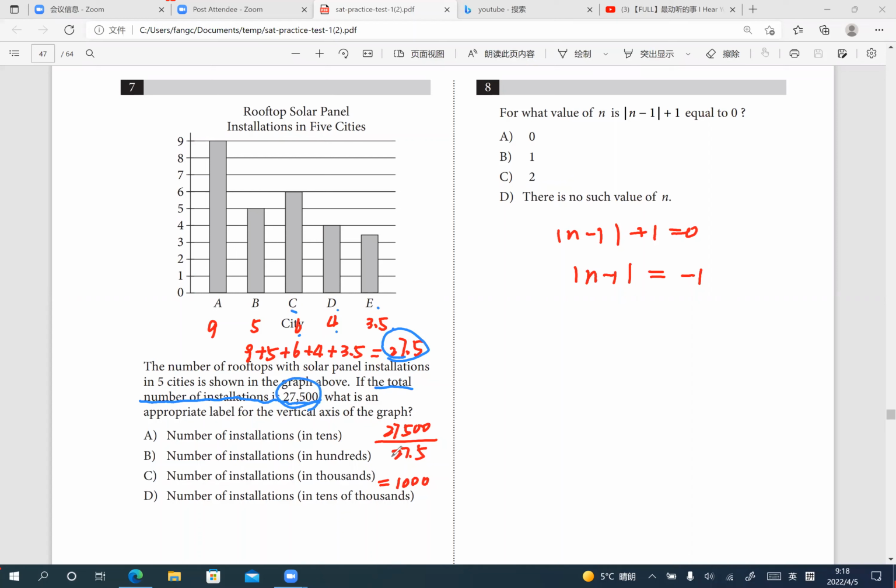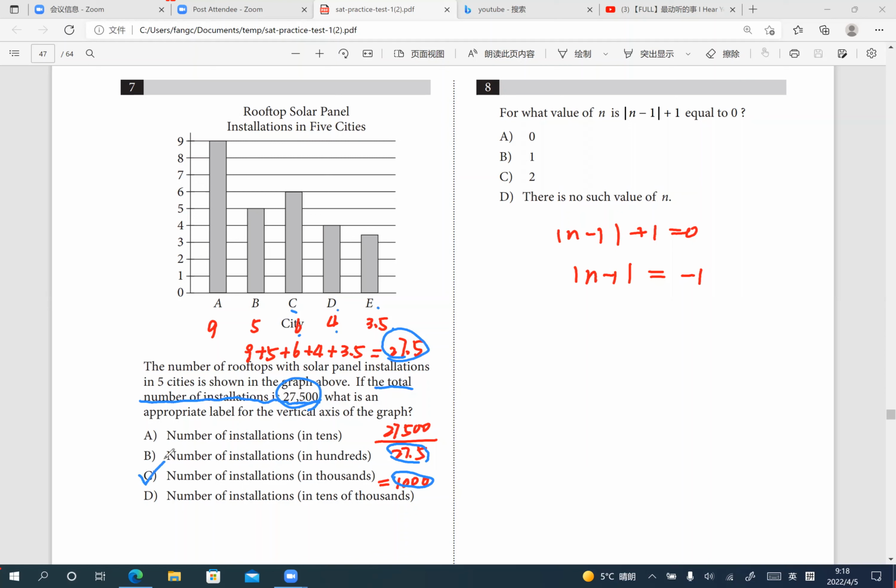by 27.5. We get 1,000. So that is the unit of the vertical axis. So we should choose option C.